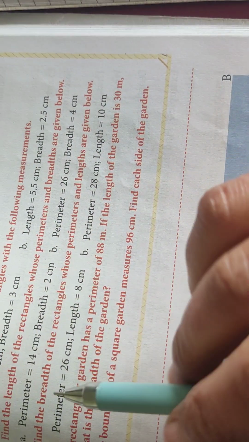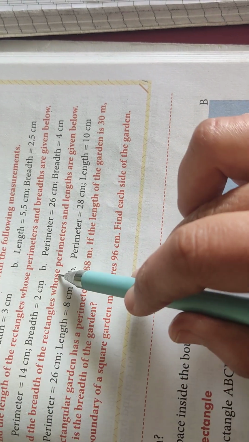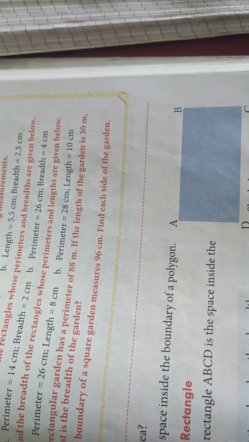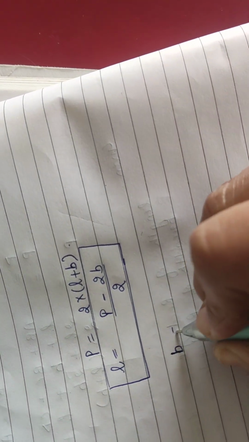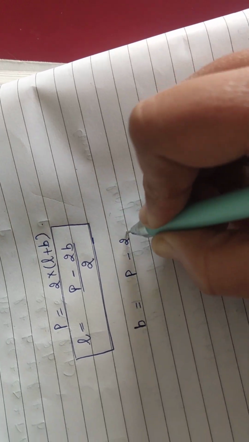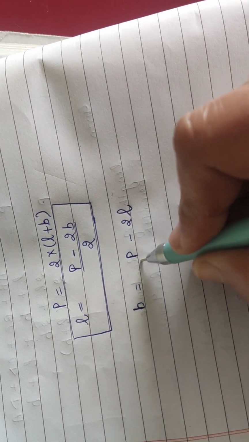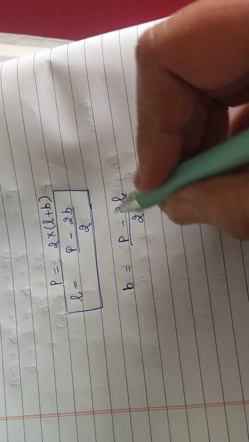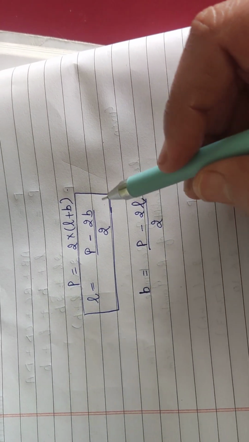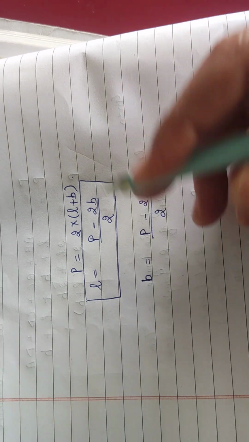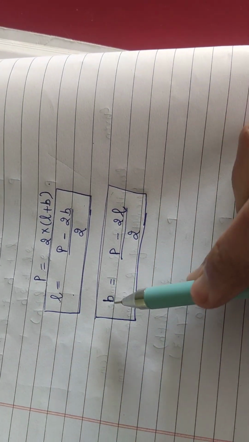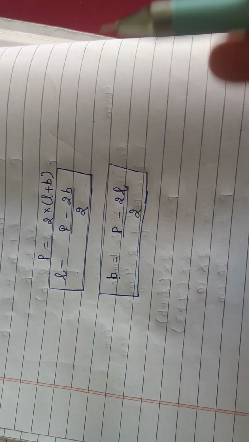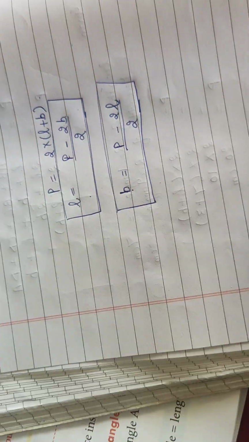Now come to question number 6. Find the breadth of rectangles whose perimeters and length are given below. In this question, we will use the formula breadth is equal to perimeter minus 2L divided by 2. This formula is similar to the above one, but here it is B and there it is L. These two formulas are very important. By using these formulas, you can easily find the length and breadth of the rectangle if perimeter and the other side are given.